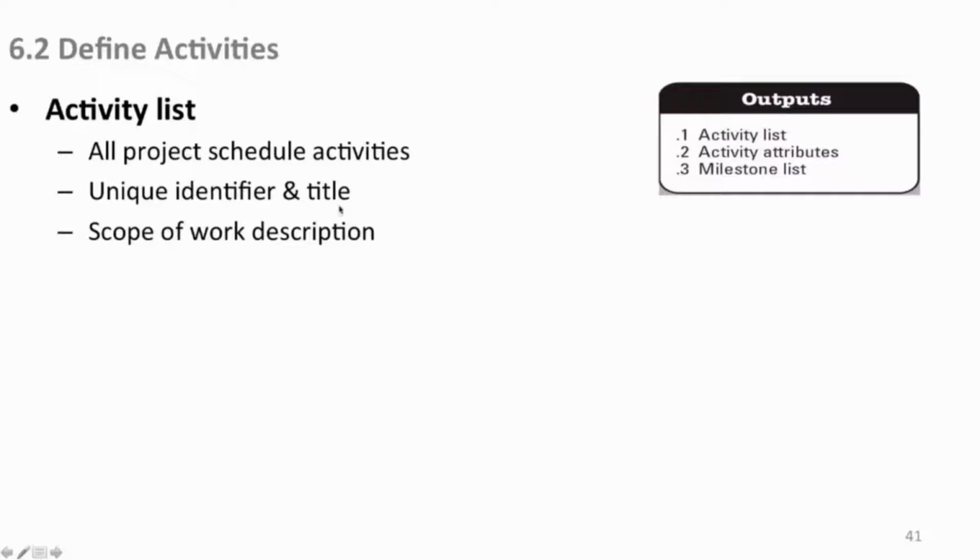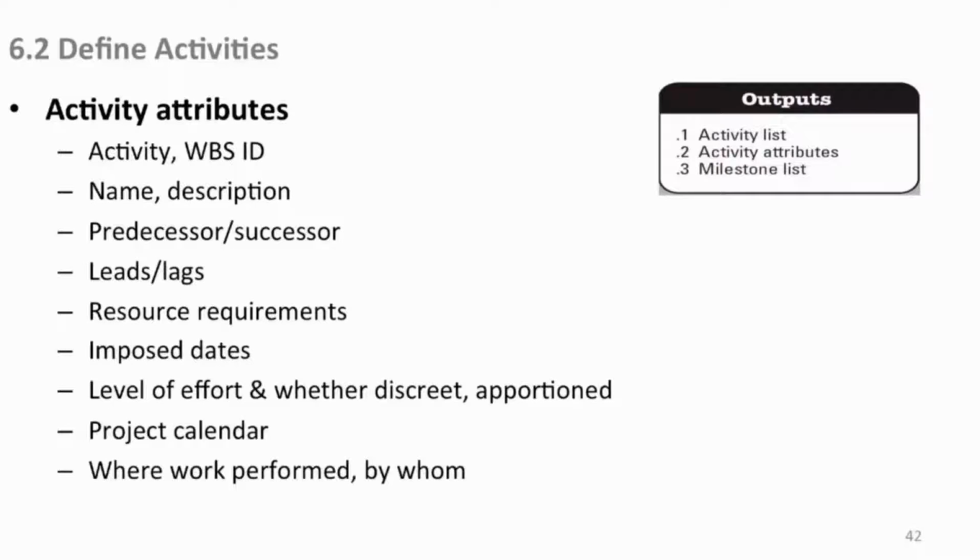Every one of the activities, just like your work breakdown structure, and in fact they could even have the same identification, needs to have a unique identifier and a title, which is what you see in your project printouts, for example. And of course, the scope of the work, the description of the work you're going to do is part of the activity list, which would reflect pretty much what's in your breakdown structure. The attributes, and here are some of those things elaborated here. The activity is WBS ID.